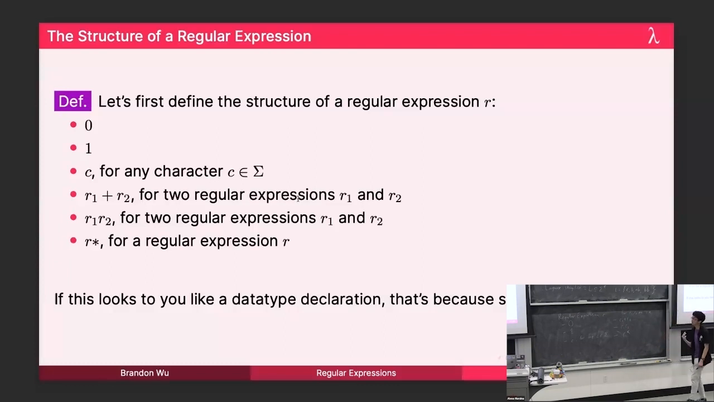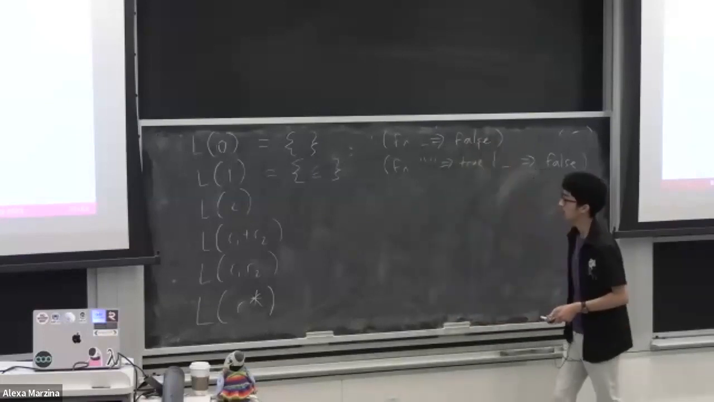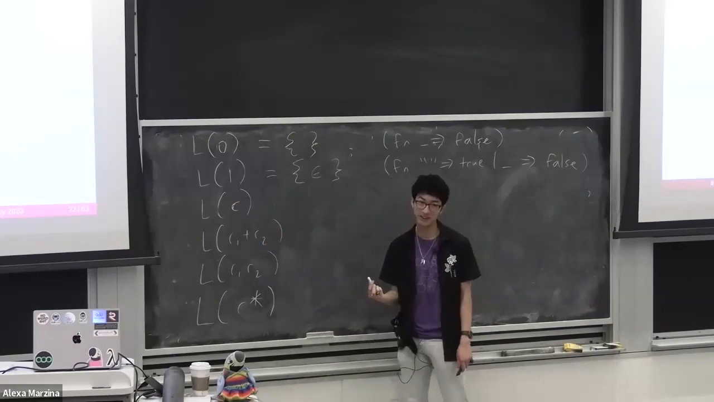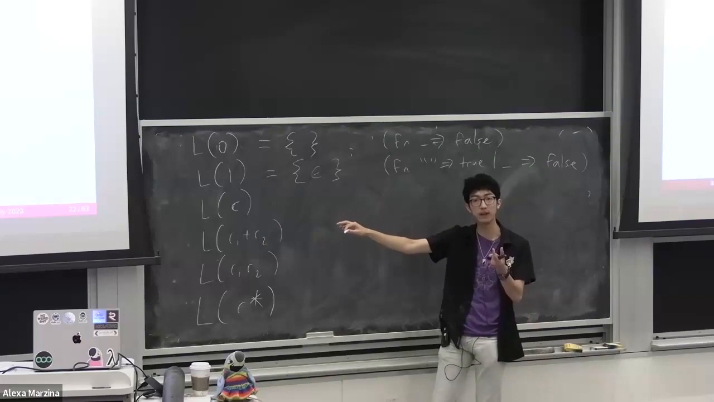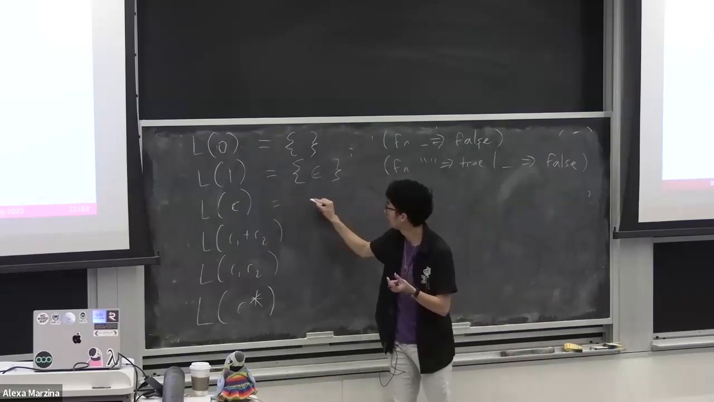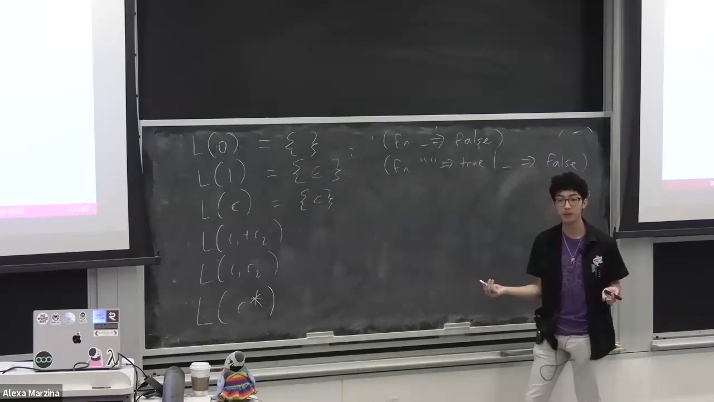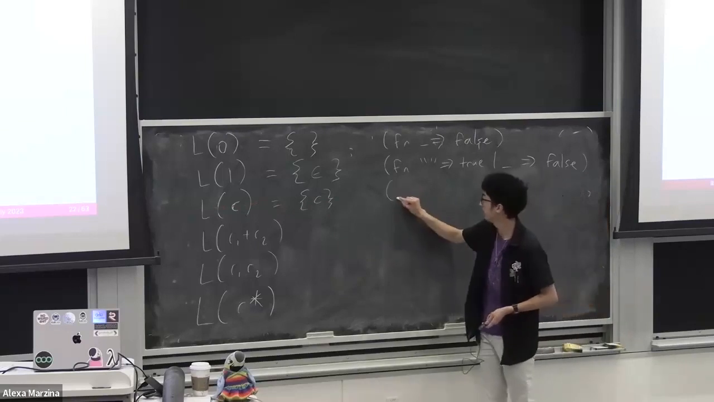If this looks to you like a data type declaration, that's because soon we're going to define it as such. Okay? If you think in code, this should help. And then the language of the regular expression C is the language that has just the string C in it, right? Because there can be a string that has exactly 1 character in it. So it's going to be this. Remember, strings can be any length, but it can also in particular be length 1.